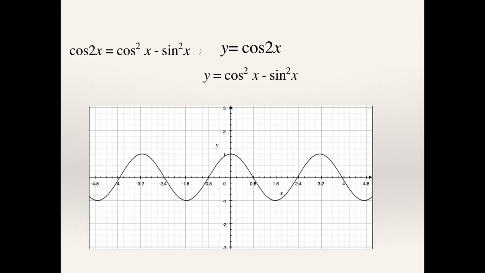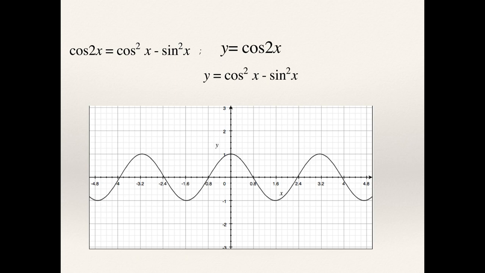Now let me make you familiar with the curve of cos 2x first, and after that I'll come to the graph of cos x. So let's look at the graph of cos 2x. cos 2x is equal to cos squared x minus sin squared x. So let y is equal to cos 2x and let y is equal to cos squared x minus sin squared x. You might be thinking that there must be two curves, but looking at the screen right now, you can only see a single curve because the two equations are the same.